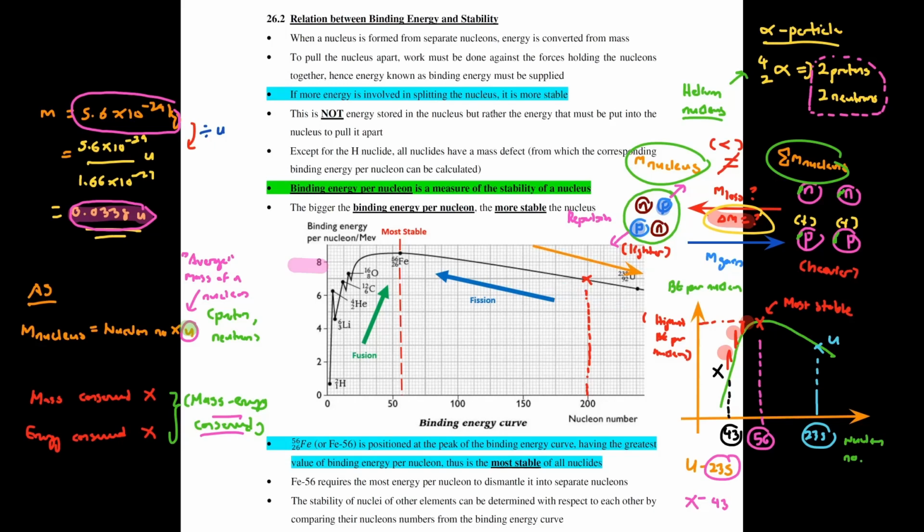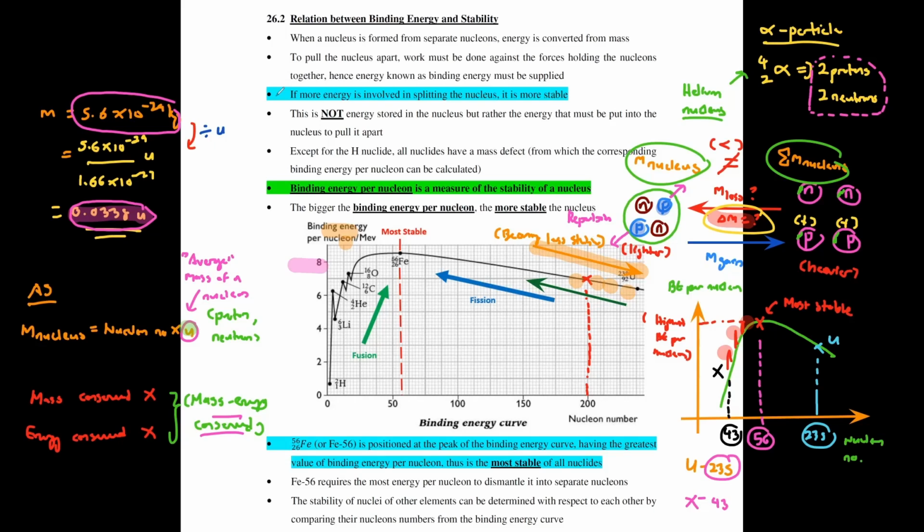It can either go upwards or downwards along the curve. But you notice one thing: if you go down the curve, your BE per nucleon is actually decreasing in value. So this is actually becoming less stable, which is not what you want.